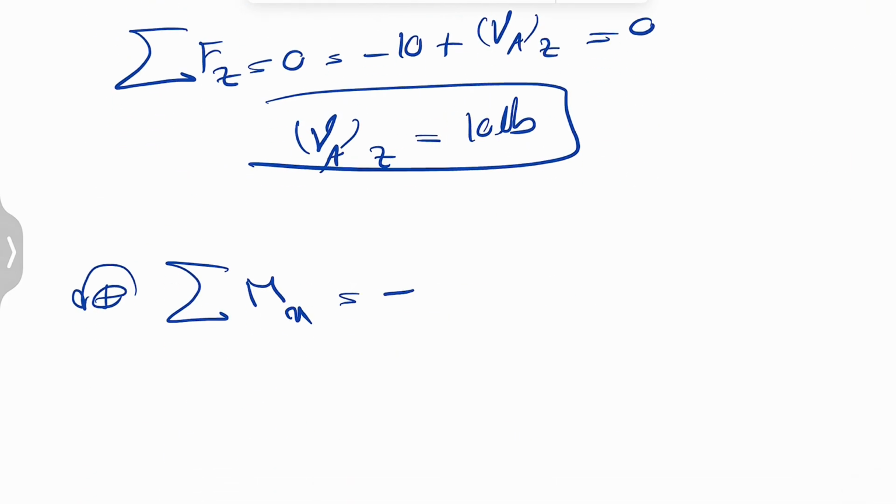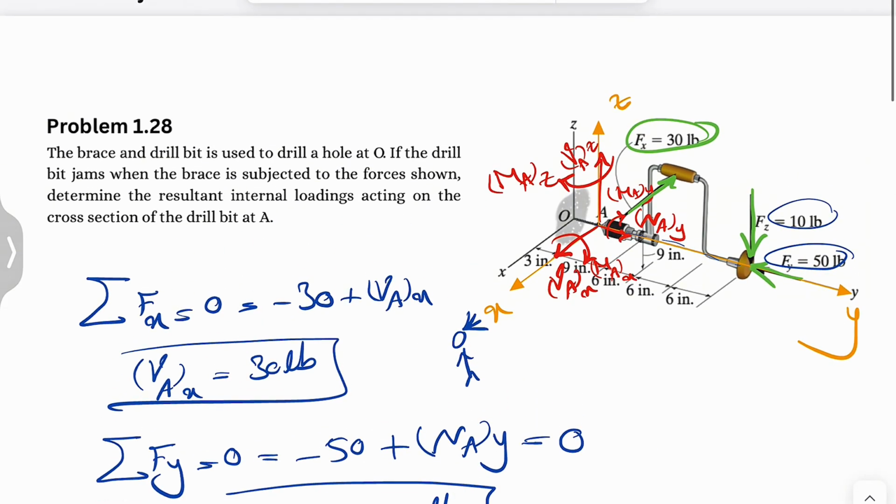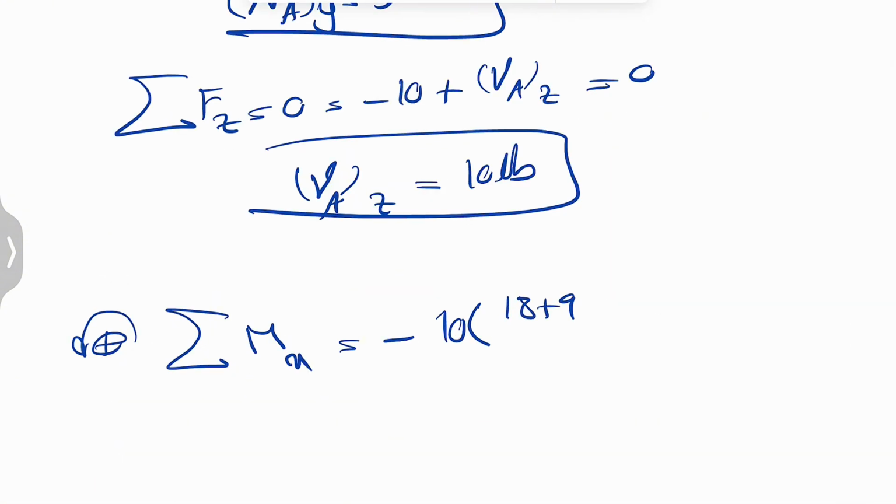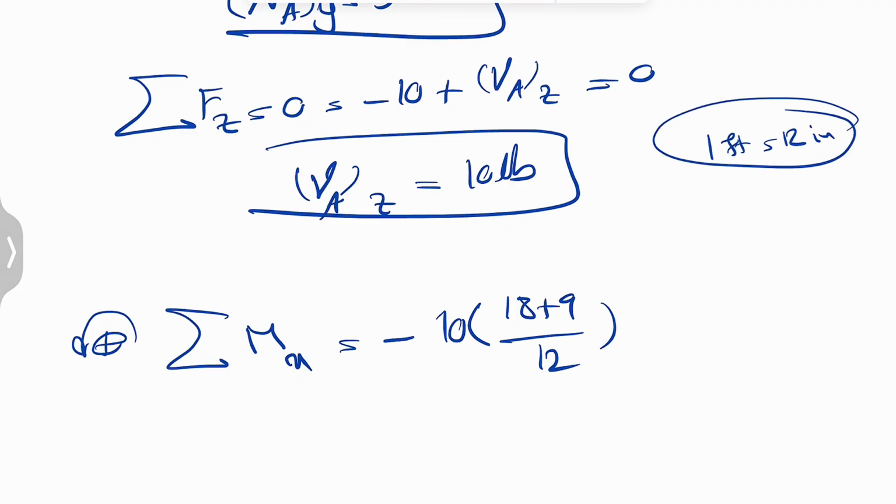So negative, the force is 10 pounds, and we need the distance from A to here, which is basically 9 plus 6 plus 6 plus 6, or 18 plus 9, and that's in inches. And we're going to divide it by 12 to get it in foot. We know that 1 foot is equal to 12 inches. So that's our unit conversion. That's why we're dividing this by 12.